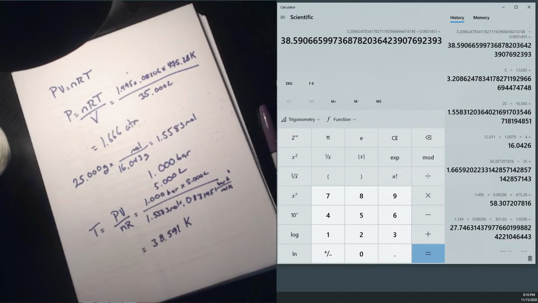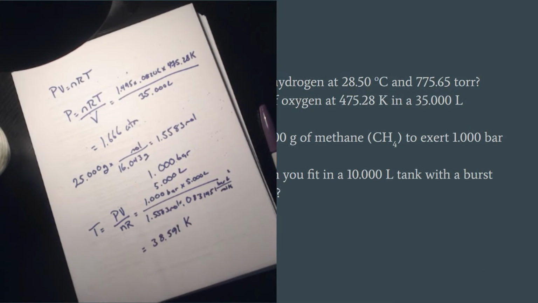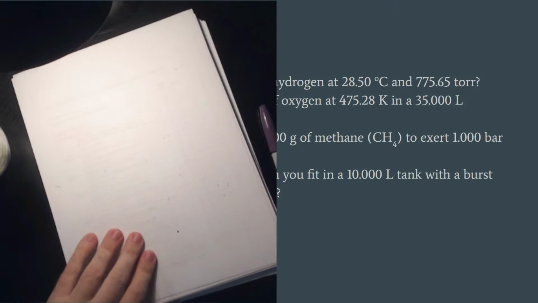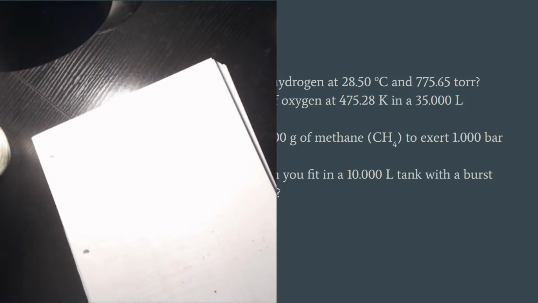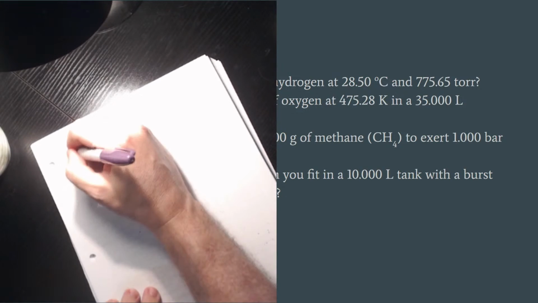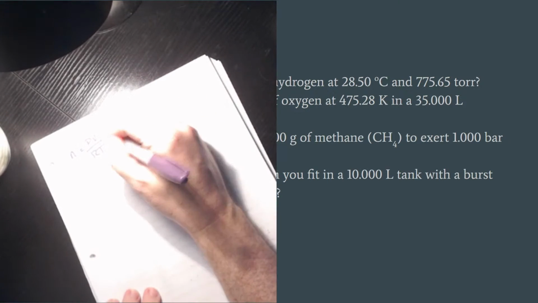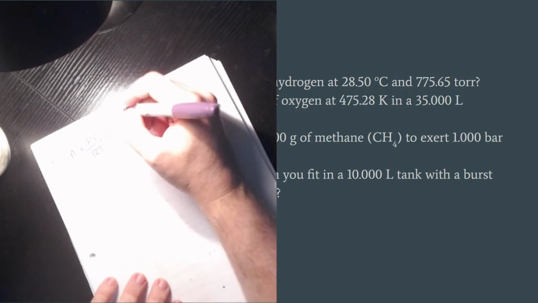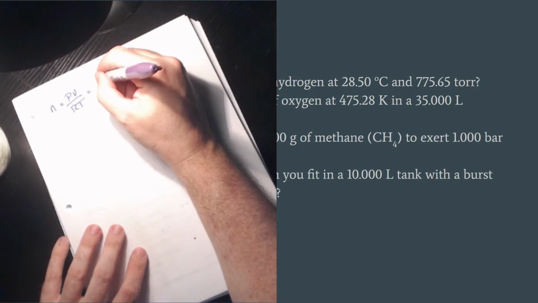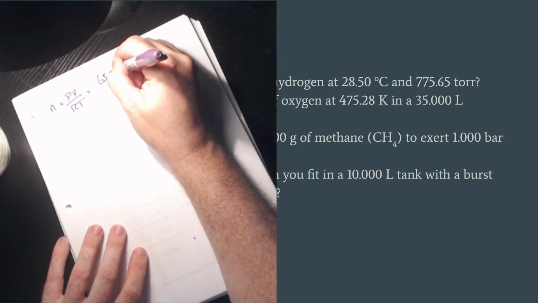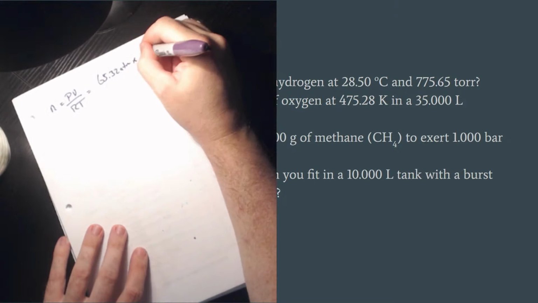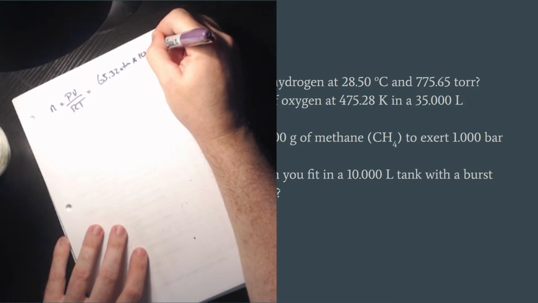All right, and finally, for this particular set of slides, how many moles of propane can you fit in a 10-liter tank with a burst rating of 65.32 atmospheres at room temperature? So, how many moles of propane? This time we're solving for n, which is equal to PV over RT. The burst rating is when it will burst, so that's the maximum pressure it can hold, 65.32 atmospheres. And it is a 10-liter tank.